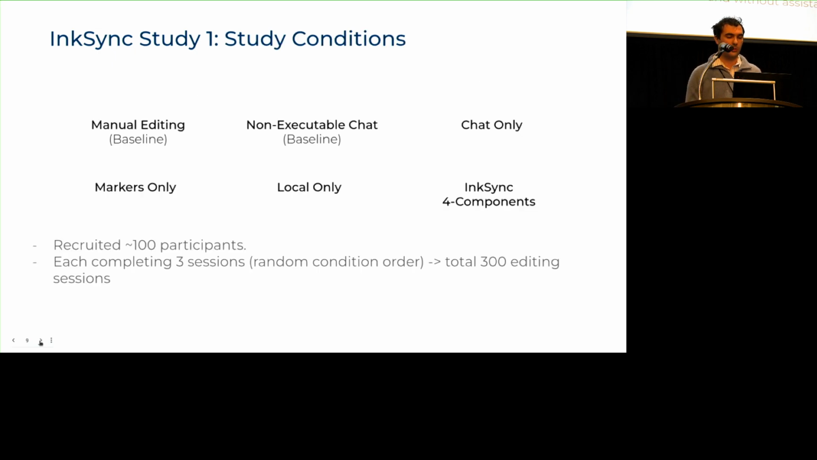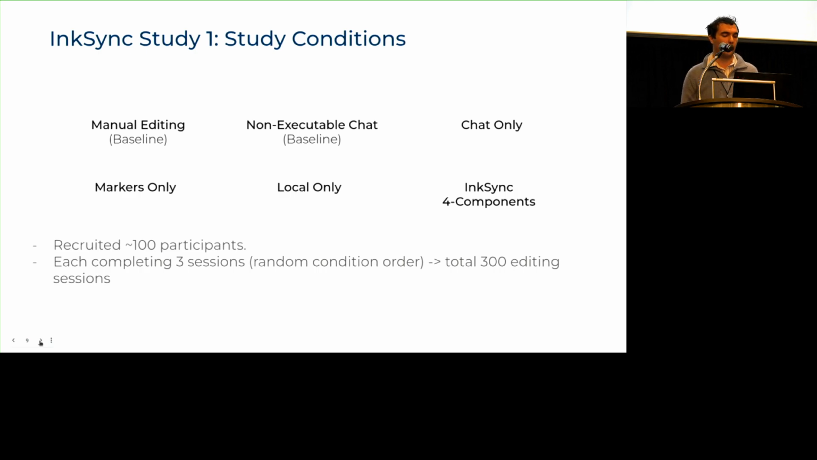Okay. So we had 6 different conditions. Basically, we had 2 baseline interfaces. So one is just complete manual editing. And the second one is what we call the non-executable chat. Think about having a manual text editor and then ChatGPT in a different window. So you can ask for stuff, but you still have to manually integrate things. It's non-executable. And then we had different ablated versions of the interface, so only the chat, only the markers, only the comments. And then we have one interface with all 4. I didn't talk much about Brainstorm, but basically all the components.